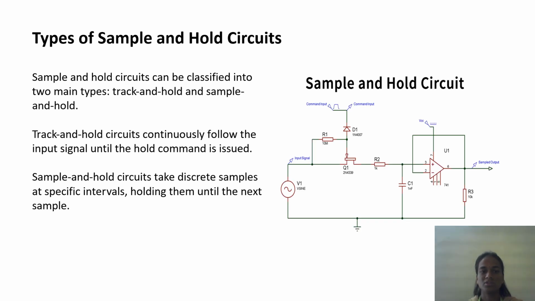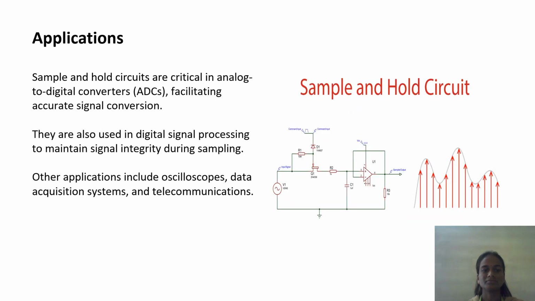Types of sample and hold circuits. Sample and hold circuits can be classified into two main types: track and hold circuits and sample and hold circuits. Track and hold circuits continuously follow the input signal until the hold command is issued. Sample and hold circuits take discrete samples at specific intervals, holding them until the next sample. These are the types of sample and hold circuits.